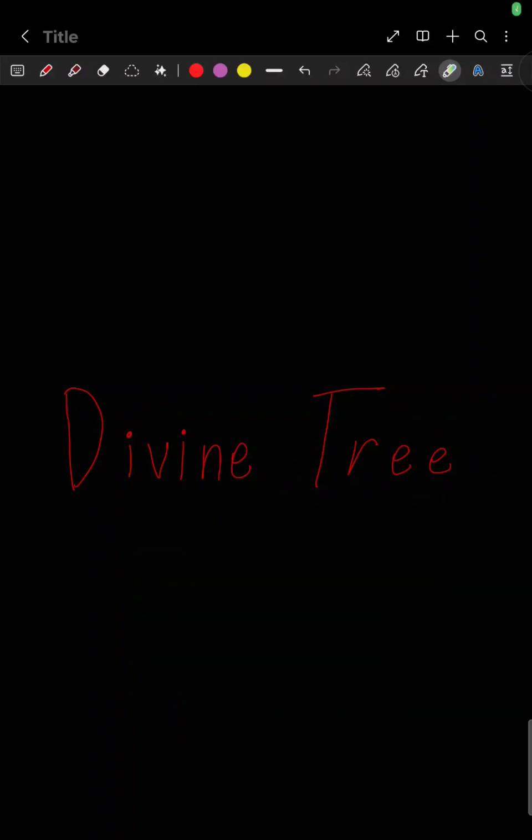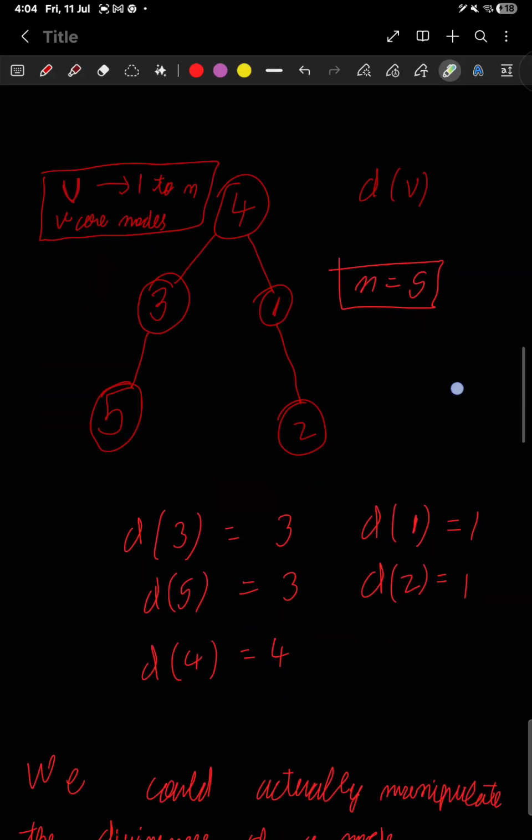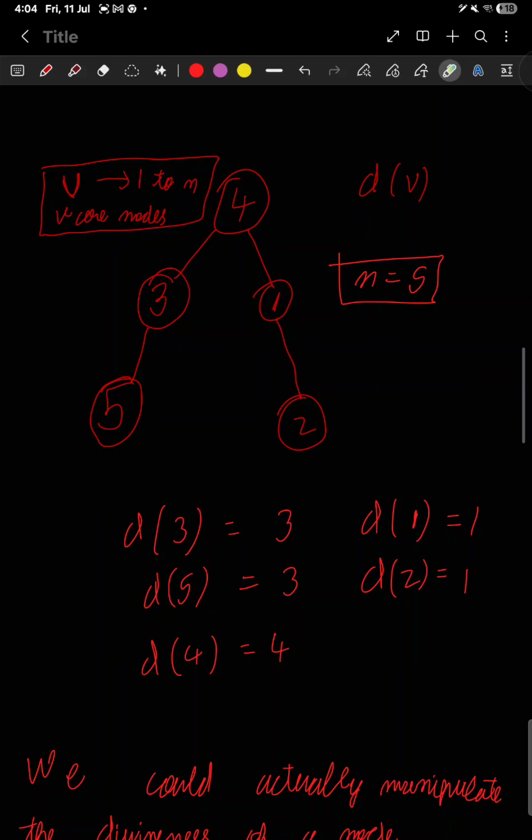Hello everyone, today we are going to discuss a problem named Divine Tree, which is 1400 rated on Codeforces. So let's begin. There is a tree with n nodes and there is something called divineness of a node, which is represented as d of v. What you have to do is find the sum of divineness of all the nodes in the tree. So let's first understand what divineness means.